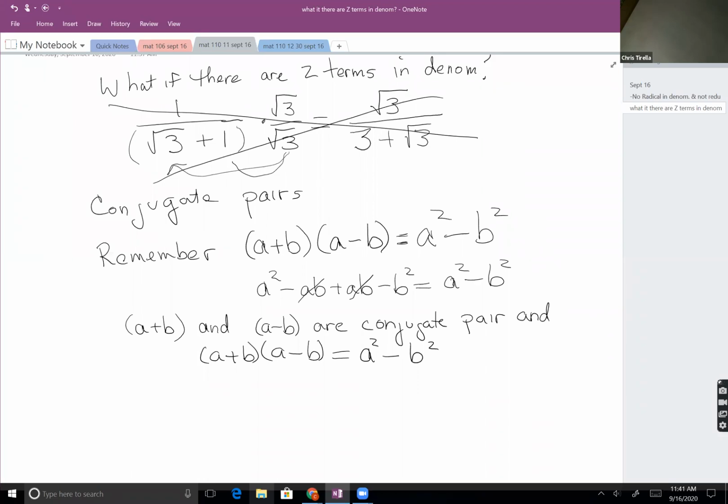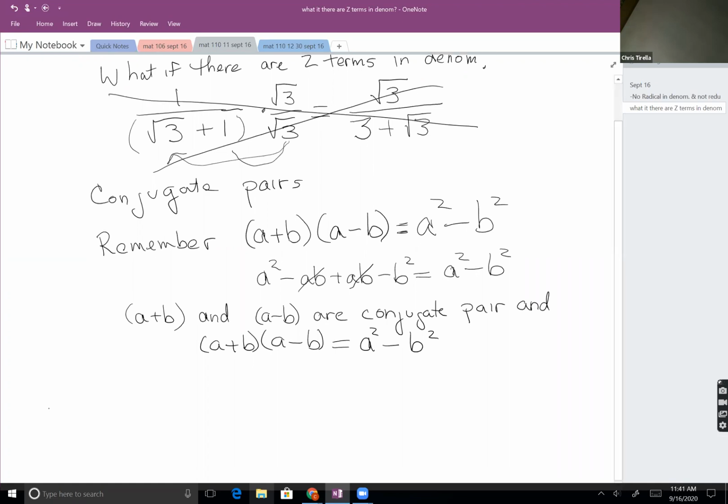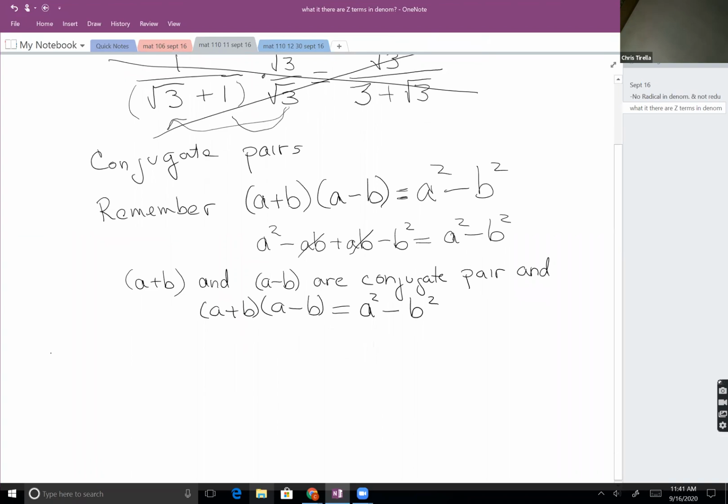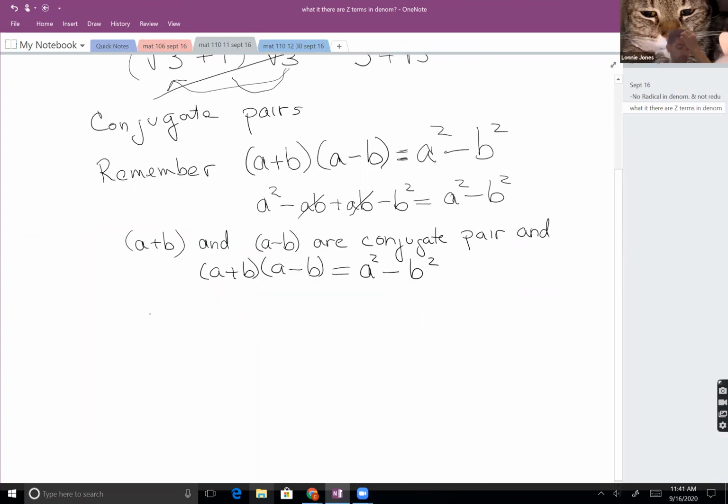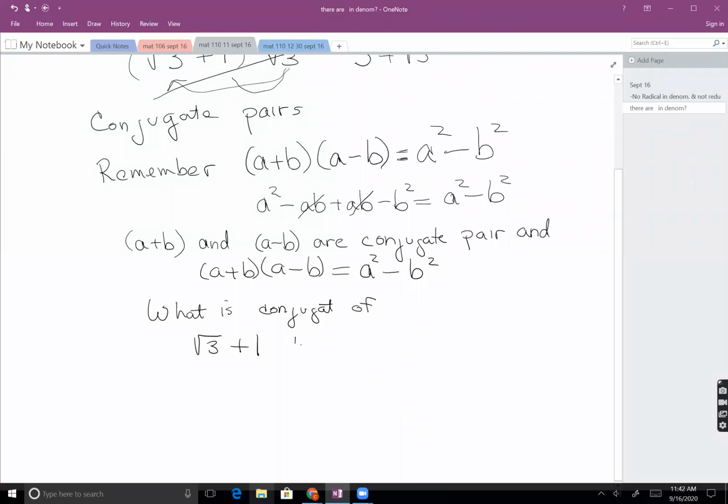Those are variables. What does that have to do with the problem that I wrote up above? Because you have to distribute with the conjugated pairs. You take the squares of both pieces. So let's first ask, what is the conjugate of radical 3 plus 1? Radical 3 minus 1. So we're all in agreement there.